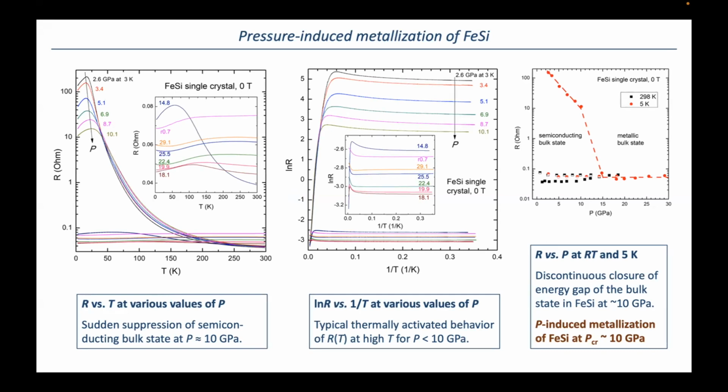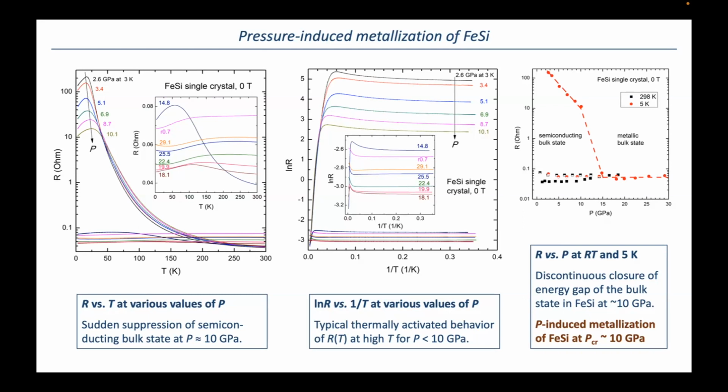So there's a lot of data there. Basically, R versus T at various values of P, which are indicated there, show you the sudden suppression of the semiconducting bulk state at about 10 GPa pressure. And this over here just shows you log R versus 1 over T, a different way of looking at the data.